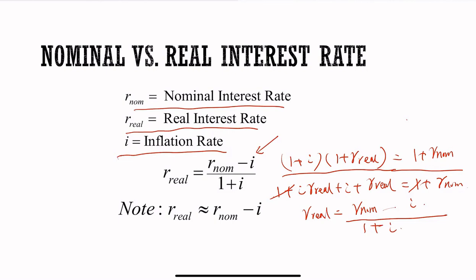Now, one thing is you can see that generally, at least for developed countries, I is generally very small for the last 2 decades. It's generally below 2%, right? So this implies 1 plus I is roughly the same as 1, right? So we could remove this I here. And we could write approximately the real interest rate equals nominal rate minus inflation rate.